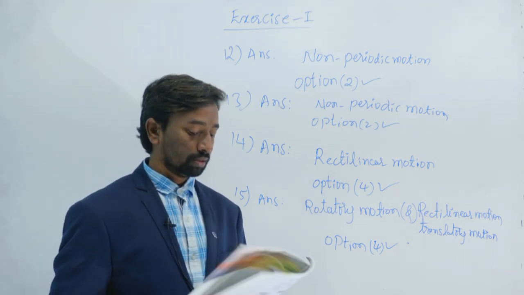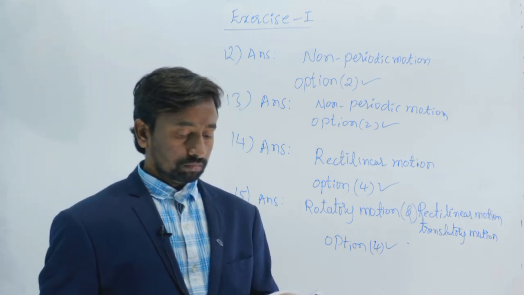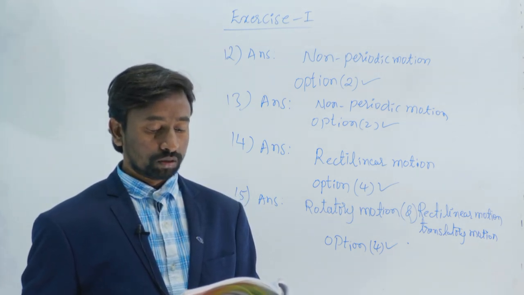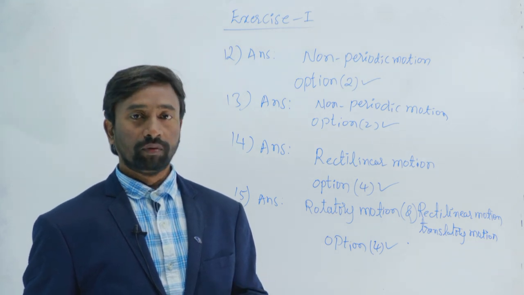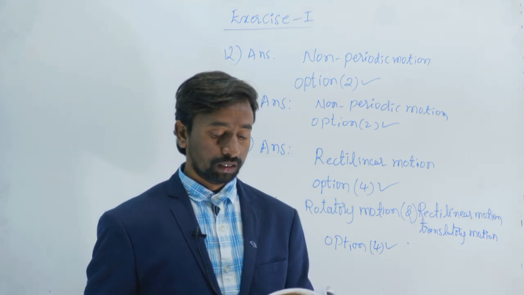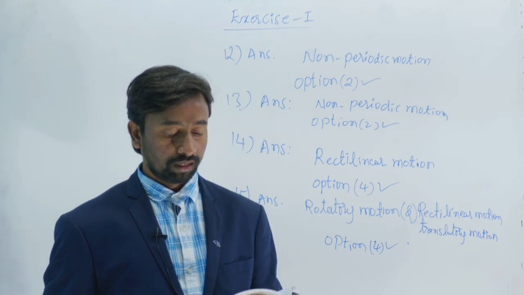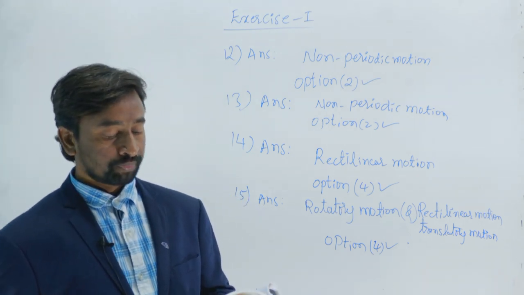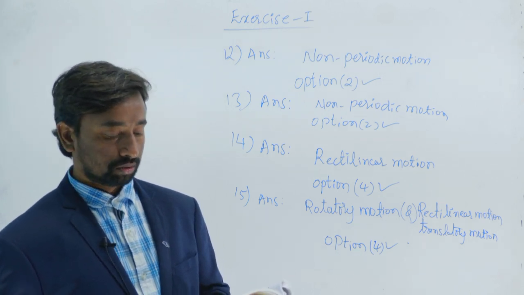Now the last question in this, the 16th one. The motion of a sewing machine. Option 1 is given here: the motion of the sewing machine needle is oscillatory, and its wheels are in circular motion. Option 2: the needle of the sewing machine is in a circular motion.